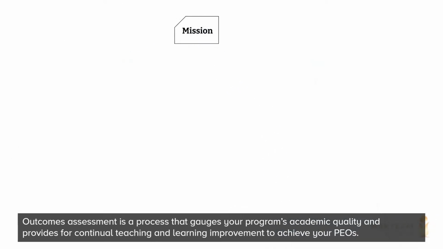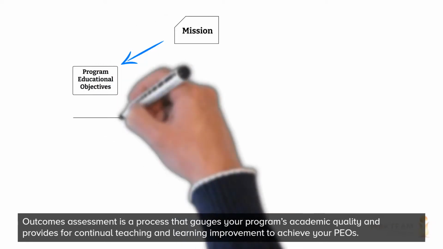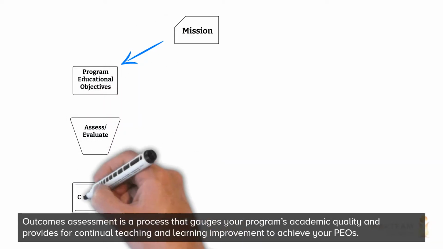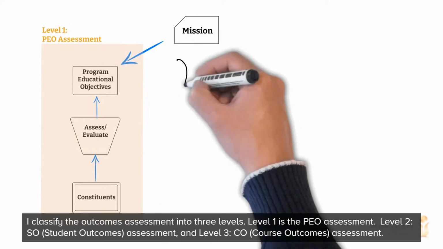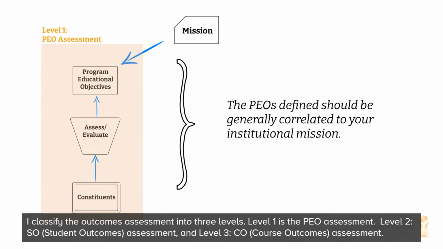Outcomes assessment is a process that gauges your program's academic quality and provides for continual teaching and learning improvement to achieve your PEOs. I classify the outcomes assessment into 3 levels. Level 1 is the PEO assessment. SO, Student Outcomes Assessment, is Level 2, and CO, Course Outcomes Assessment, is Level 3. The PEOs defined should be generally correlated to your institutional mission.